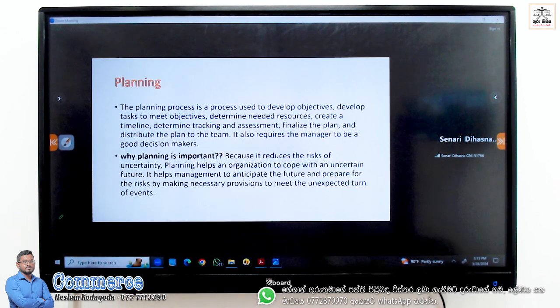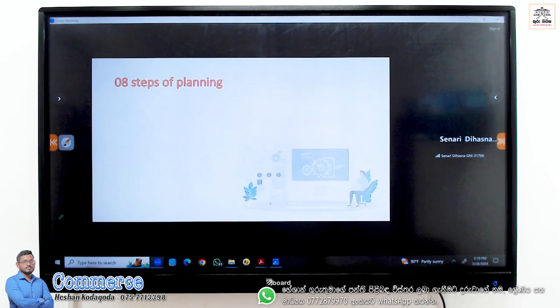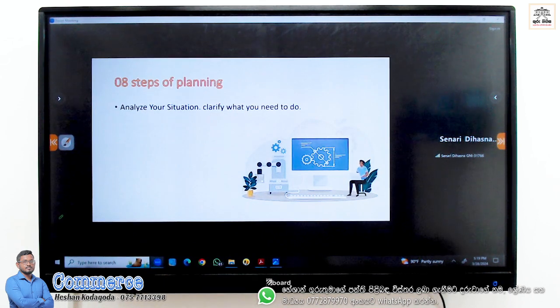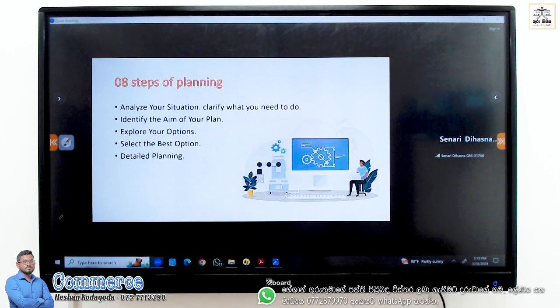Planning is important because it reduces the risk of uncertainty. Planning helps an organization to cope with an uncertain future. It also helps management to anticipate the future and prepare for the risk by making necessary provision to meet the unexpected turn of events. 8 steps of planning. First of all, we analyze our plan and classify what we need to do. Identify the aim of our plan, explore our options, select the best one out of all of them. Then we detail our planning, evaluate the plan and its impact, implement changes, and finally we close the plan and review.